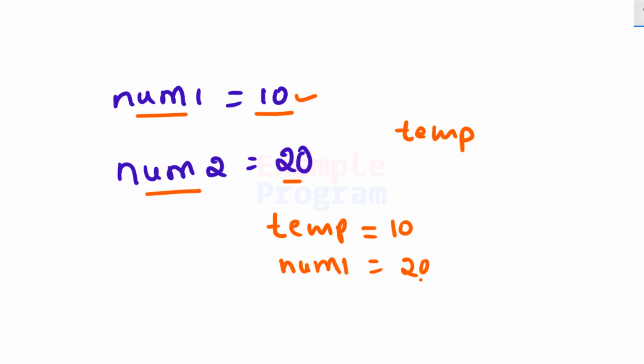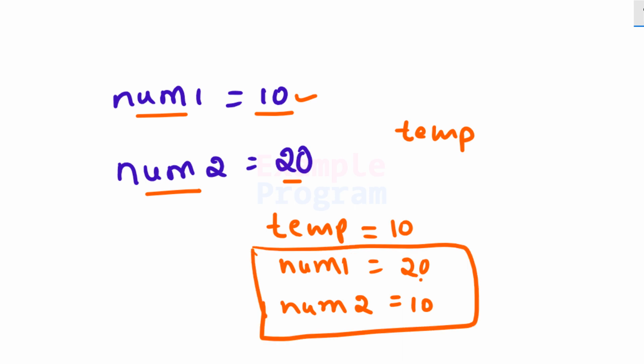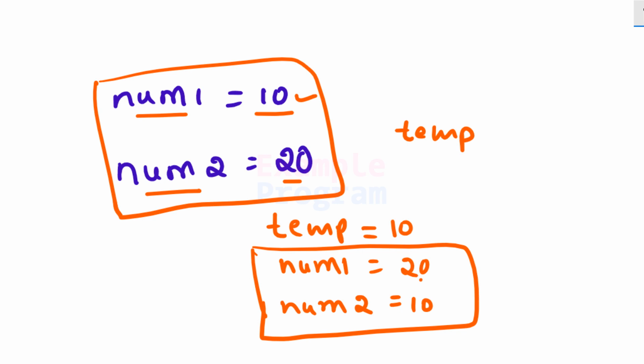Now num1 has num2 variable's value. Now we need to store num1 variable's previous value in the num2 variable. We can do that by storing temp variable's value in num2. So now num1 is containing 20, num2 is containing 10, and if we look at the previous values of num1 and num2, we can say that we have swapped the numbers stored in these two variables. Now let's see how we can write a Python program to do this.